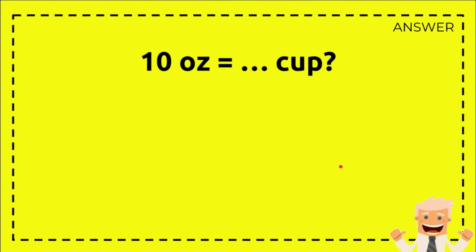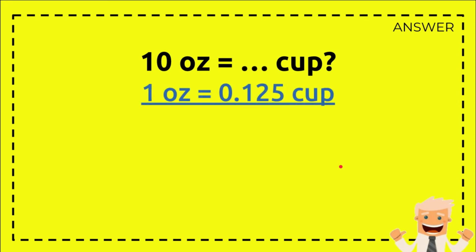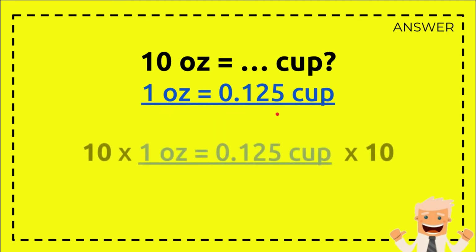Let's write down again the question. 10 ounce equals how many cup? And then let's write the formula which we have from the previous page. So the formula is 1 ounce equals 0.125 cup. And then here's how you answer the question. First, you need to write down this formula and put it here.